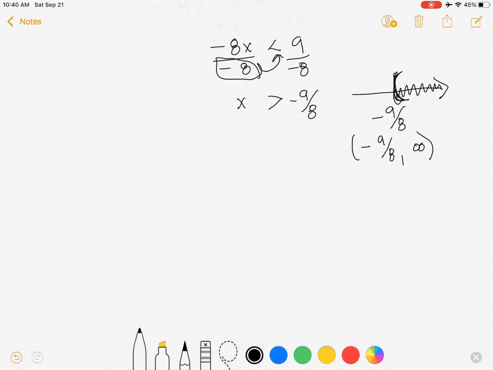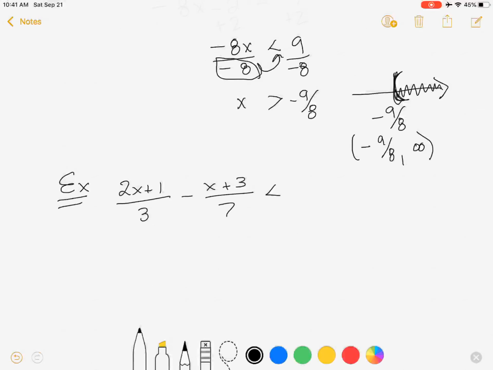Okay? Now, let's do another example. This time let's use some fractions. So let's say that I had 2x plus 1 over 3 minus x plus 3 over 7 less than 5 over 14. Okay, some of you have asked me how do we make sure we get the common denominator.